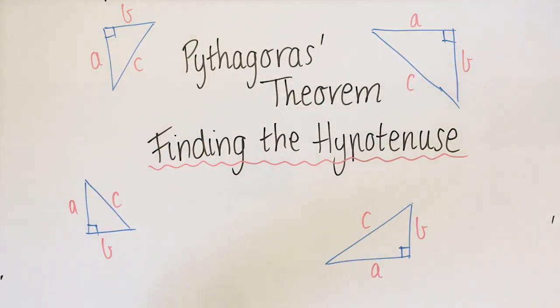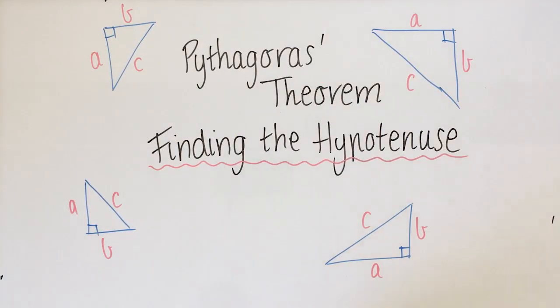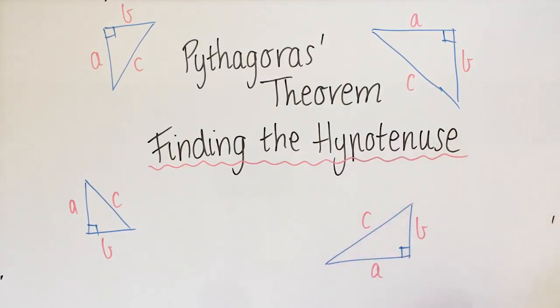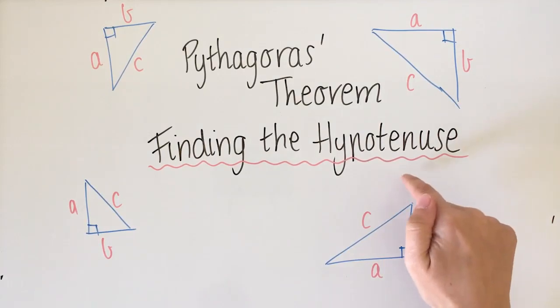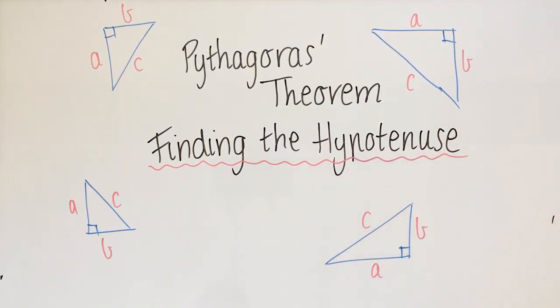Okay, so today in this lesson, we're going to be using Pythagoras Theorem again, but today we're going to be using the formula to find the length of a hypotenuse. So instead of just proving whether a triangle is right angled or not right angled, today we're going to be determining what the length of an actual unknown side length is.